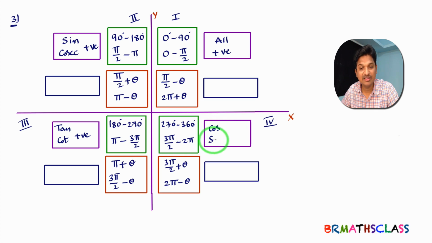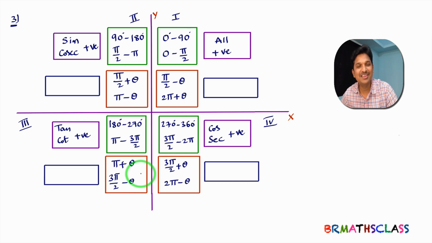Cos and secant, these things are positive in the fourth quadrant. Cos theta, secant theta are positive in the fourth quadrant. Okay, look here, you need to be thorough with these things. For example, if I ask pi plus theta lies in which quadrant, you need to say immediately: third quadrant.